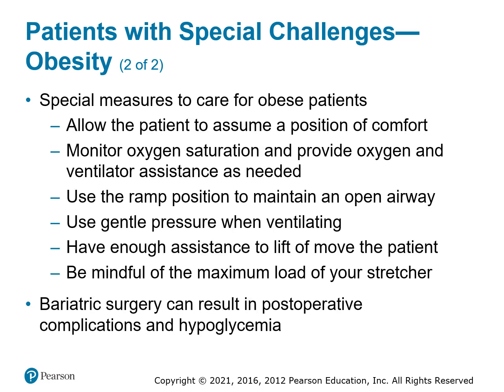So some special measures to care for obese patients: allow the patient to assume a position of comfort. They've got a lot of body mass on their chest and abdomen, so if we laid them supine, for example, they may have a difficult time breathing. So whatever position of comfort, it's normally like a semi-Fowler or high Fowler position on the stretcher. Monitor oxygen saturation and provide oxygen and ventilator assistance if needed. You can use a ramp position to maintain an open airway. Use gentle pressure when ventilating. Have enough assistance to lift or move the patient.